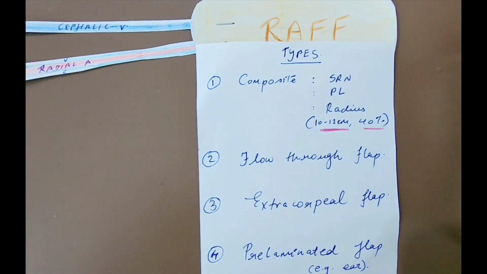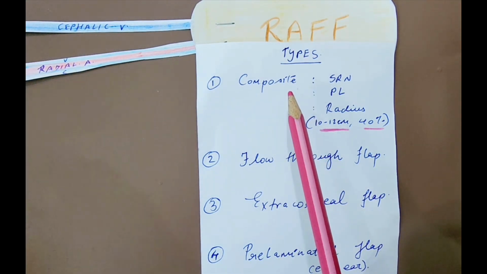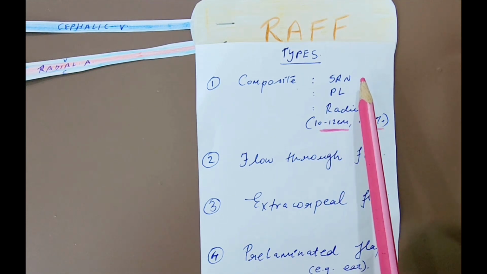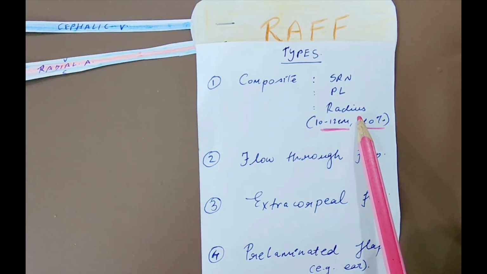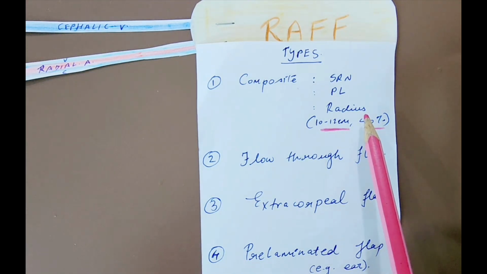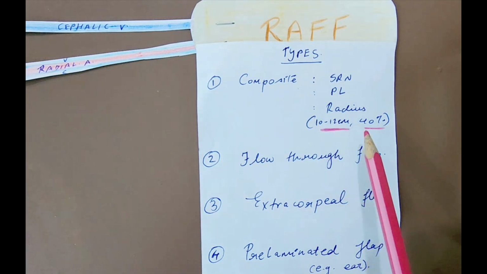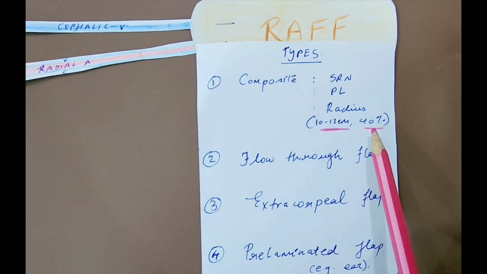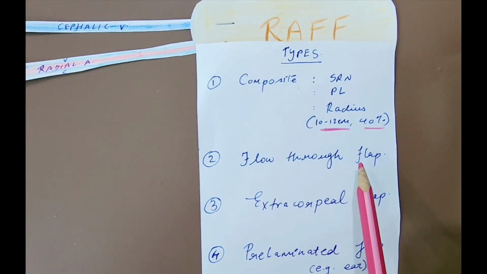The different types of flap that can be taken include a composite flap or a chimeric flap, where you can also harvest the nerve, palmaris longus tendon or the radius as described. Now the limitation is that when we harvest a part of the radial bone, we can take around 10 to 12 centimeters in length and only 40 percent of the circumference of the bone, so that we maintain the integrity of the forearm. It can be taken as a flow-through flap.